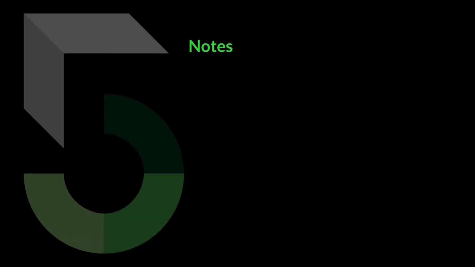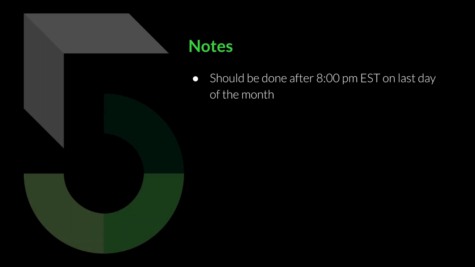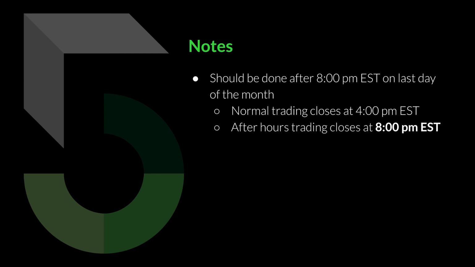So that's why this has to be done on the last day of the month, and specifically after 8 p.m. Eastern Standard Time on the last day of the month. Now, normal trading, options trading, stock market trading, closes at 4 p.m. Eastern Time, but there's something called the after hours session, and that closes at 8 p.m.